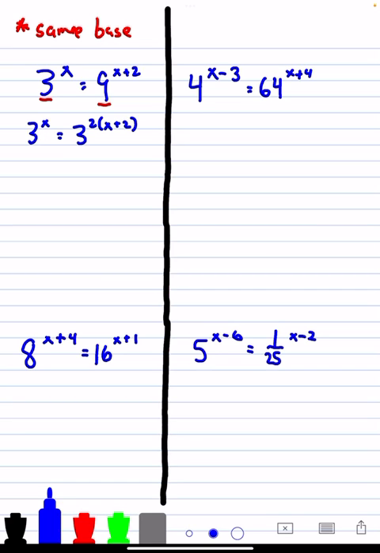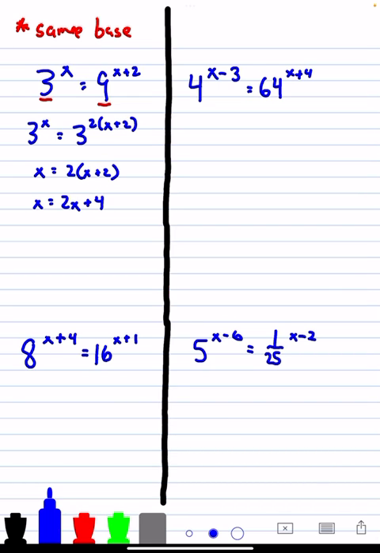So now, since we have the same base, there's a rule that we learned earlier where if you have the same base, we can bring it down and look at our exponents. So that's 2 times x plus 2. It is imperative that you put the x plus 2 in parentheses so we can distribute it properly. It follows x is equal to 2x plus 4.